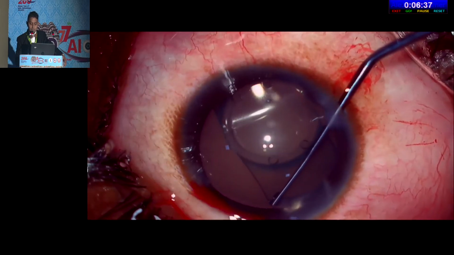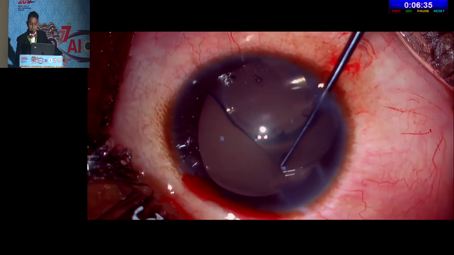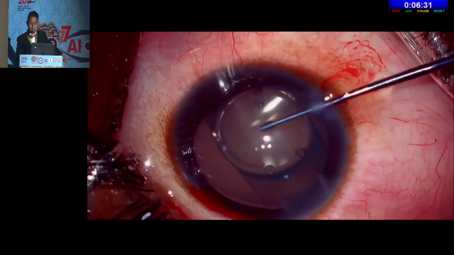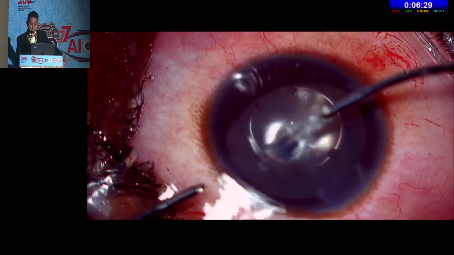So the chances of me manipulating the lens or pushing the lens too much near the zonules and the sulcus is relatively low.